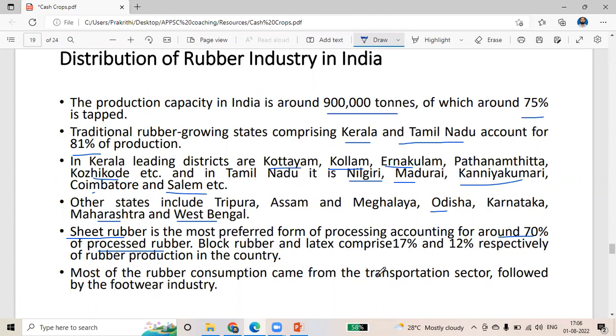Mainly this is used for transportation, as I already said. Transportation wheel बनाने के लिए maximum we are using. So transportation sector के लिए maximum rubber is consumed, which is being followed by footwear, slippers, ऐसा चीज बनाने के लिए we are using maximum rubber in India.